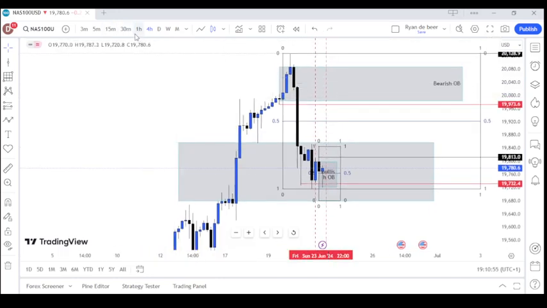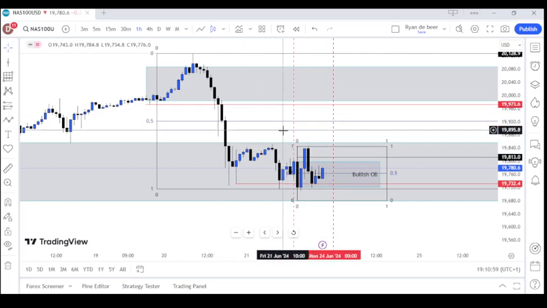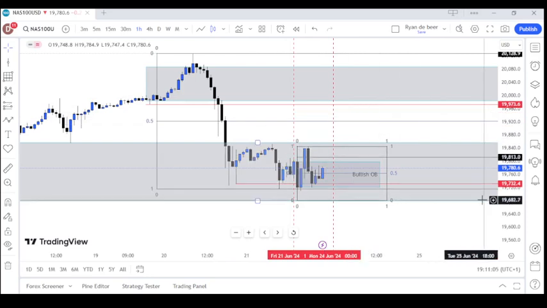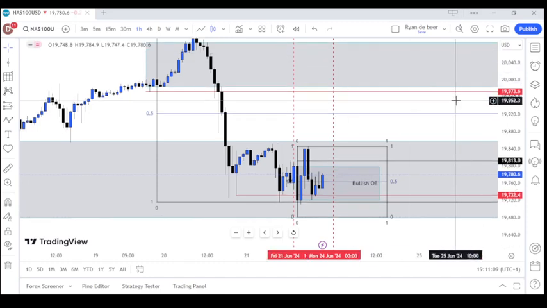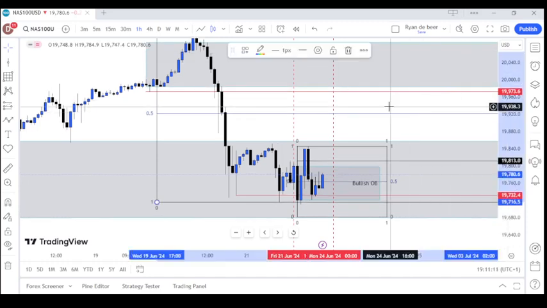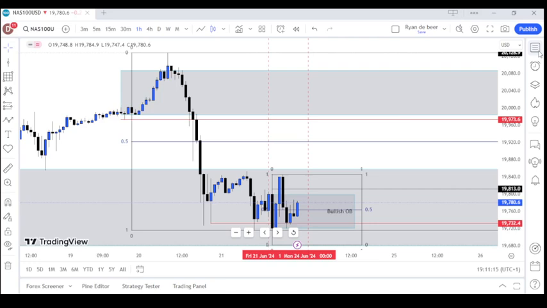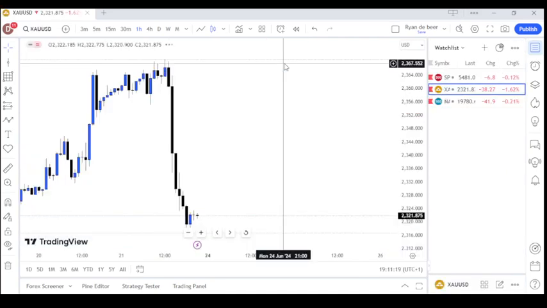Just a quick one. What I'm looking at is price getting a retrace into this equilibrium over here on the 4 hourly, or possibly this 4 hourly bearish fair value gap right there, and the bearish order block. So that's about that. Let's go to gold. Let's do gold quickly, and then I'm going to end this video.